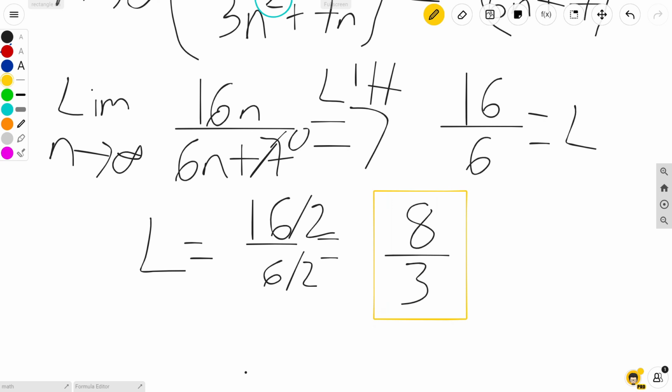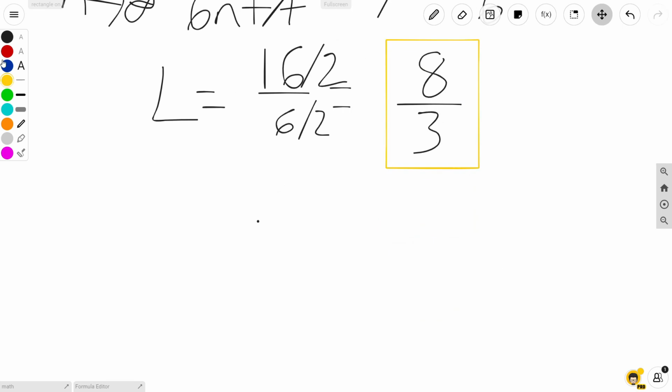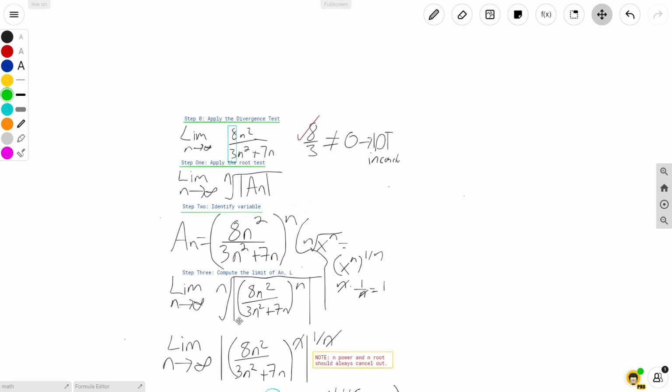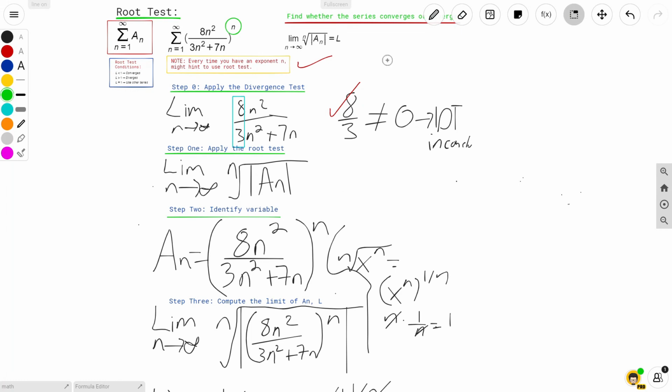So now that we have that, the next step, step 4, now that we have our L, we're going to go ahead and apply the root test conditions. So what are the root test conditions? Well, you don't have to memorize them. You just have to get used to them. As I always say, in math, there's no memorizing. It's just a lot of getting used to. So I'm just going to copy and paste them down here.